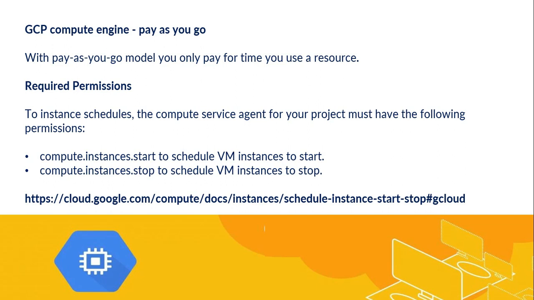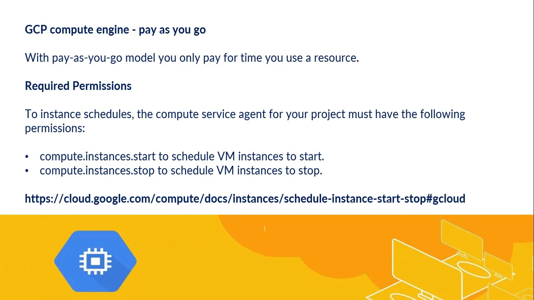For example, if you schedule a VM for use two to three hours per day, and keep it in a stopped state for the remaining hours, you only pay a minor charge for the usage. Required permissions for the instance scheduler: the Compute Service Agent for your project must have the following privileges: compute.instances.start to schedule the VM instance to start, and compute.instances.stop to schedule the VM instance to stop. So this permission is required.